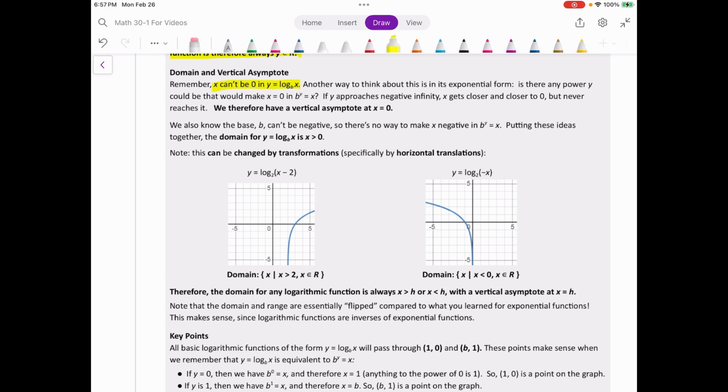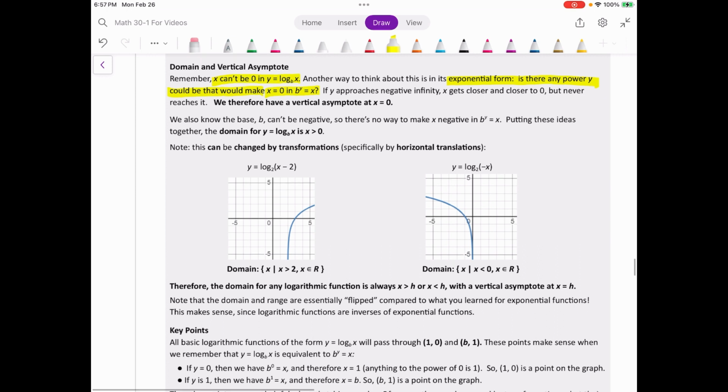So another way to think about it, like I just said, is its exponential form. Is there any power y could be that would make x equals 0 in b to the power of y equals x? No, right? Even if we make y negative a billion, x will never actually be 0. It'll be tiny, but it won't be 0. So in this example here, as y approaches negative infinity, x does get closer and closer to 0, but it never actually reaches it, right?